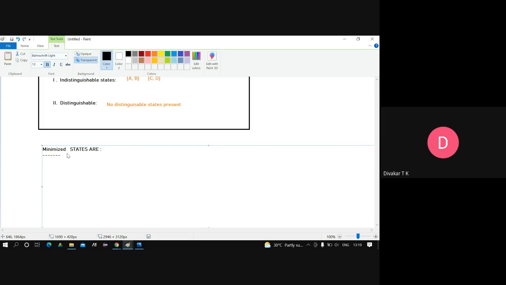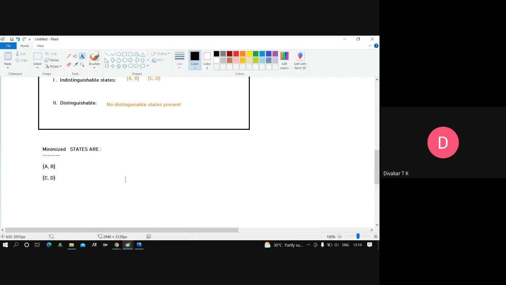Okay, indistinguishable states. First one is A comma B, write down that. Next is C comma D, write down that one. Next is what? There is nothing, only two states are present. Done with this step, easy, perfect.